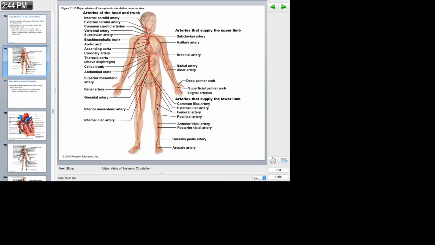and then the popliteal artery travels behind and eventually splits into your anterior tibial artery and your posterior tibial artery. Your anterior tibial artery travels down and then becomes the dorsalis pedis artery. Those are the main arteries that I would like you to know.